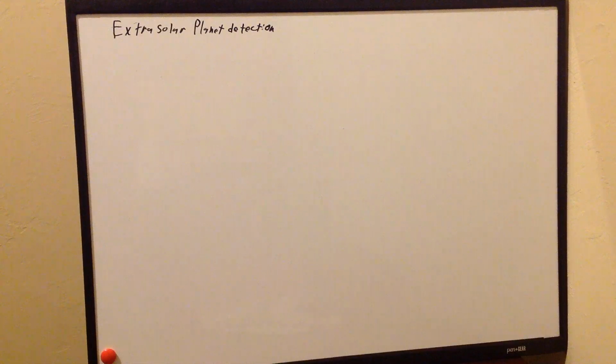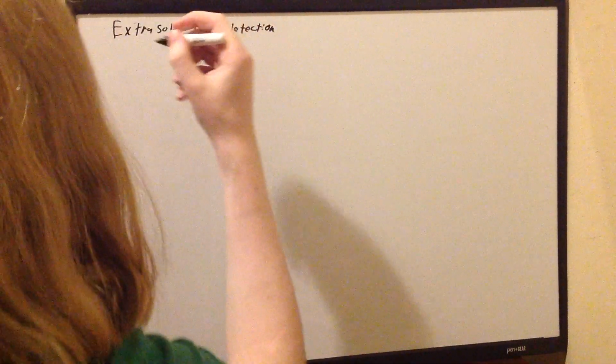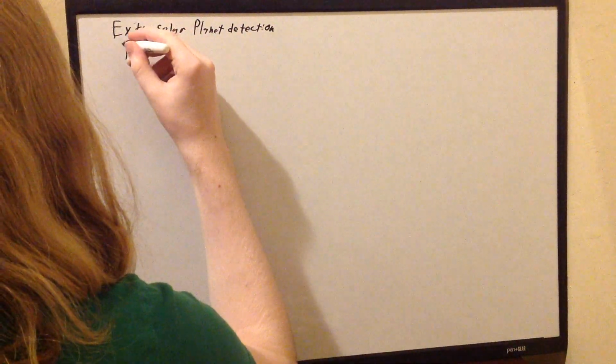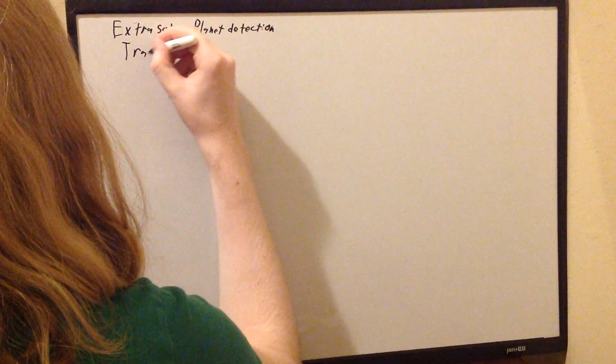So, in order to find extrasolar planets, and we have found a lot of extrasolar planets, we had to get a little creative. And there are two main methods we use to do that. The first is called the transit method.